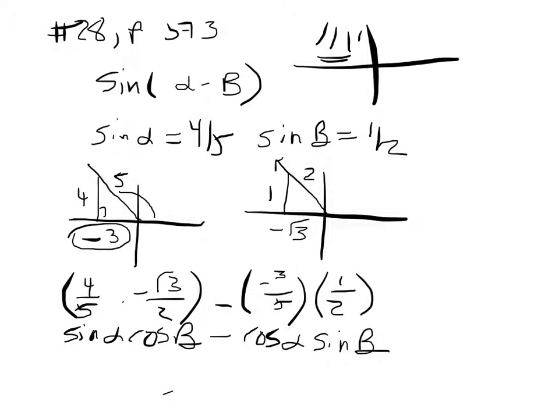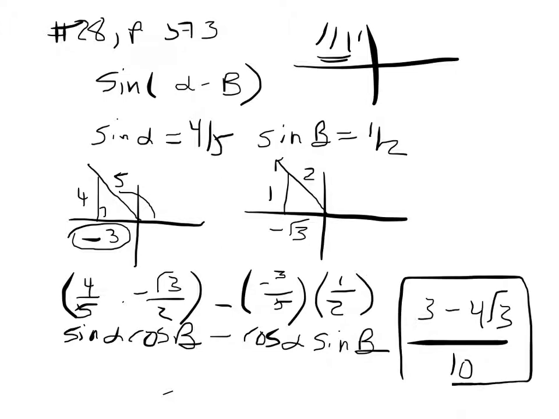And then you're simply going to go ahead and simplify that out, being very careful with negative signs, and you wind up getting, in the end, 3 minus 4√3 over 10. So that should get you through, pretty much through problems 1 through 30 or so in section 10.1. Read the other examples in the book, but that should get you through.